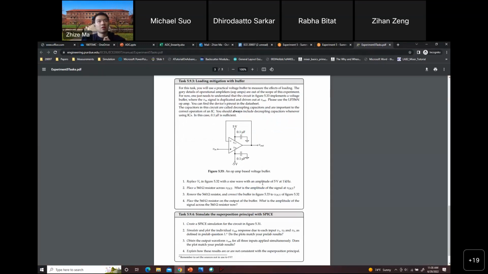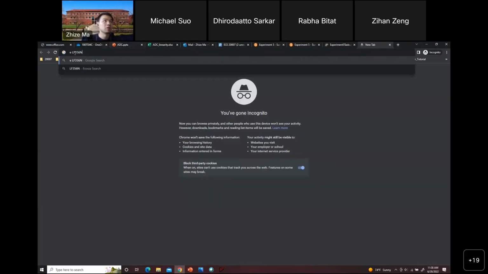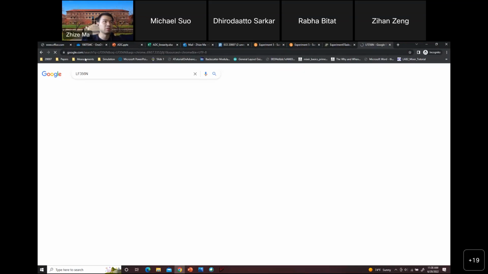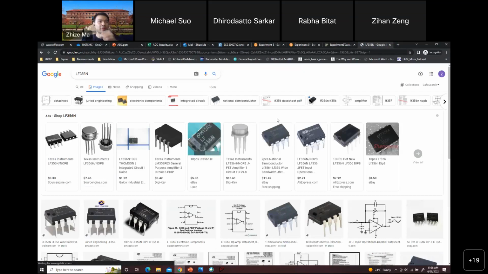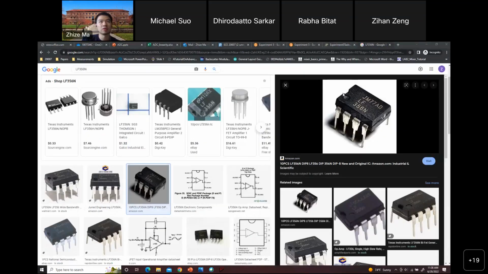So let's talk about how to build this circuit on the breadboard. First of all, what does this chip look like in your lab kit? If you check your lab kit, you should see something that looks like this. Make sure when you grab the chip, you see the LF356 on your chip. That indicates the part number, so then you know this is your chip.